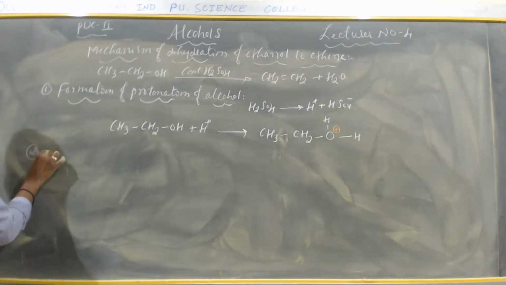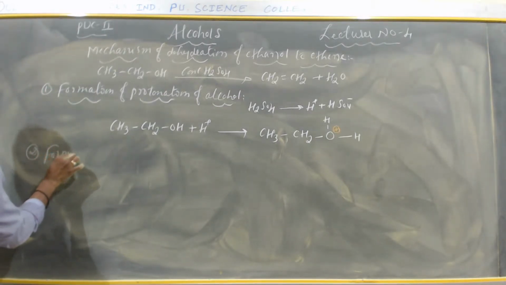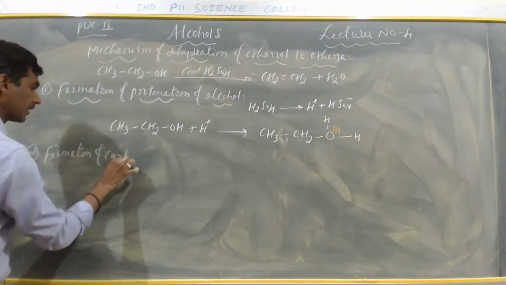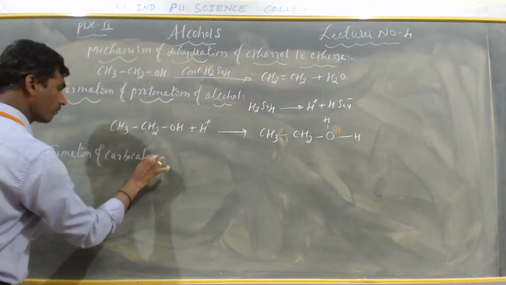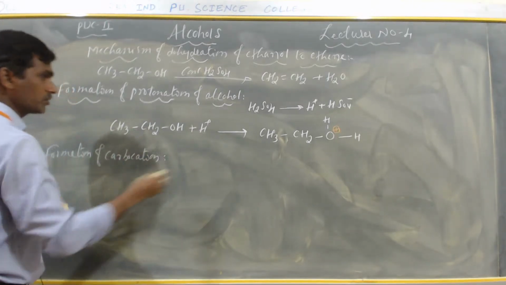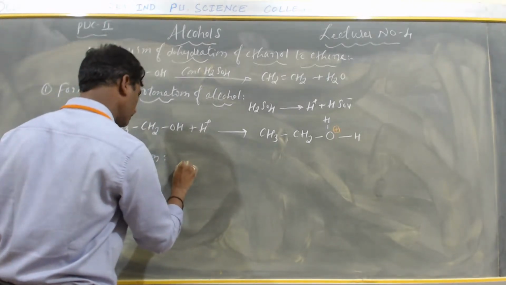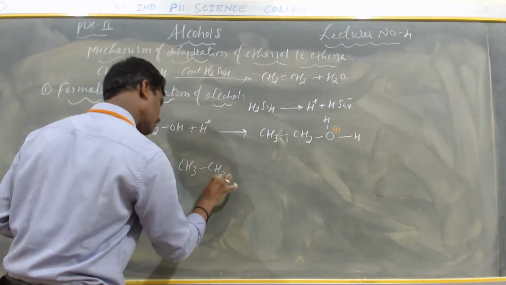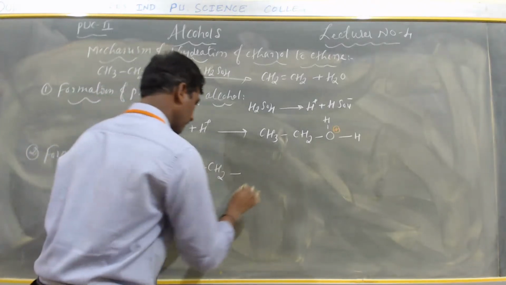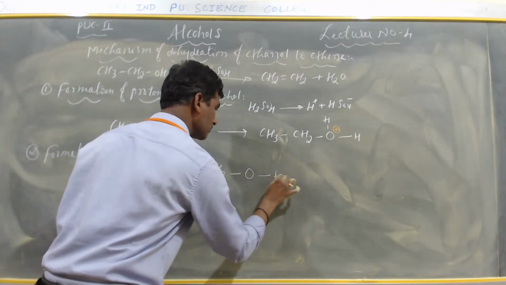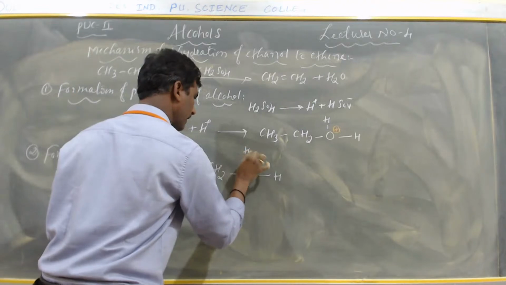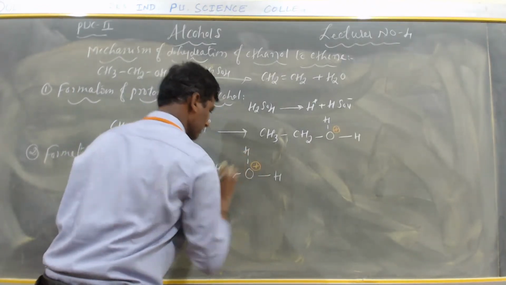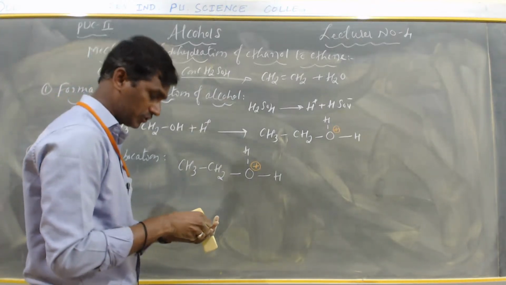So the second step is formation of carbocation. Formation of what? Carbocation. For the formation of carbocation, what do you have to write down? CH3, CH2, this is O, and this is H, and this is H. Here already is a protonated alcohol. This has a plus.